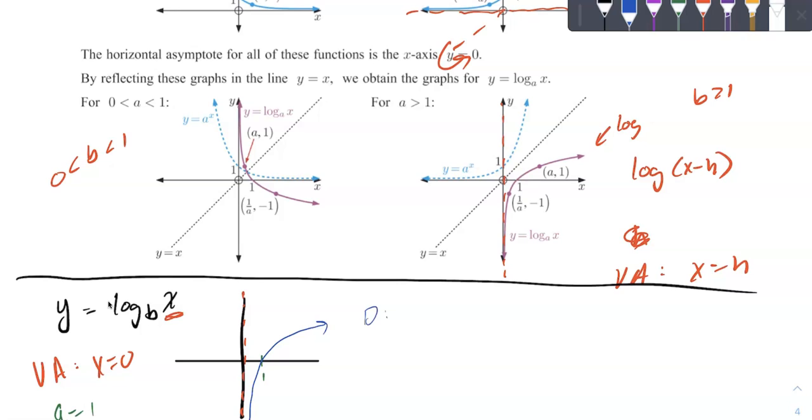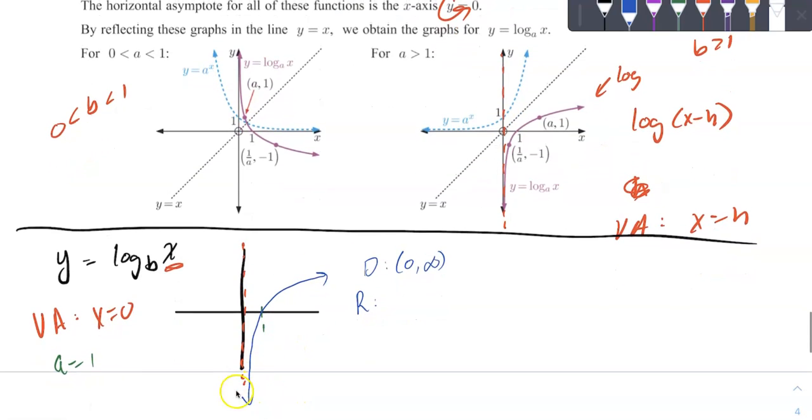My domain, if you look at the graph, starts at 0 and goes from 0 to infinity. And my range would be negative infinity to positive infinity. If you look at the graph, lowest arrow, highest arrow, so all real numbers. So that's what an exponential graph looks like. That's what a log graph looks like.